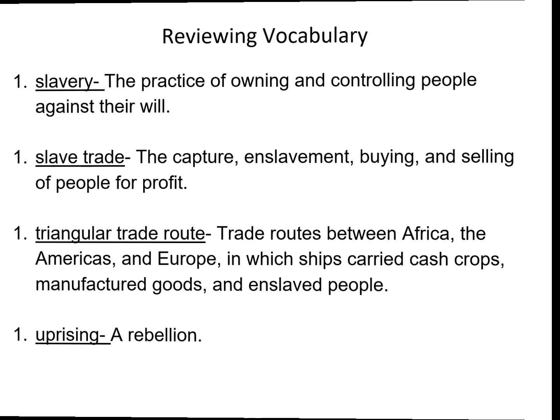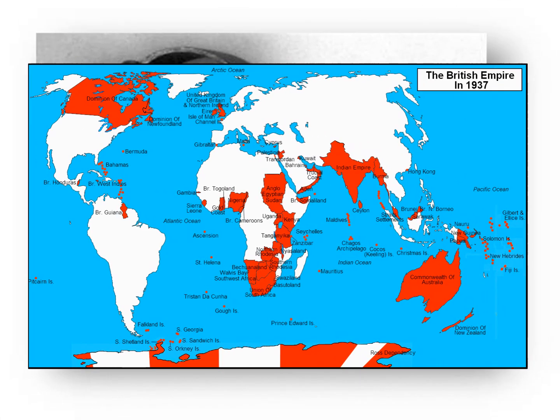Okay, so here is the British Empire in 1937. If you look at this, all that colored is places that Great Britain had colonized, had colonies, had occupation. And I want you to think about that for a second.